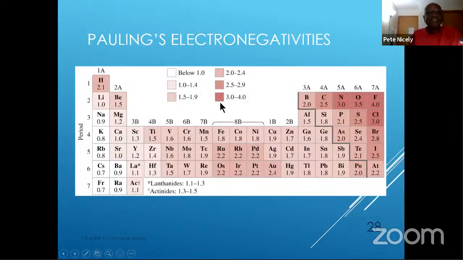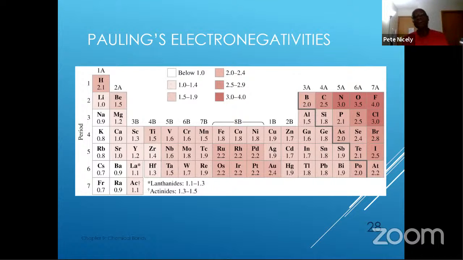Now, a scientist by the name of Linus Pauling, many decades ago, came up with a scale for measuring the electronegativities of different atoms. And I think, if I remember correctly, his scale was based on thermodynamic data. So what you're seeing here on the screen is basically the Linus Pauling scale. You may see some other scales in different textbooks, but this is the one that we'll be using for our purposes in this course.